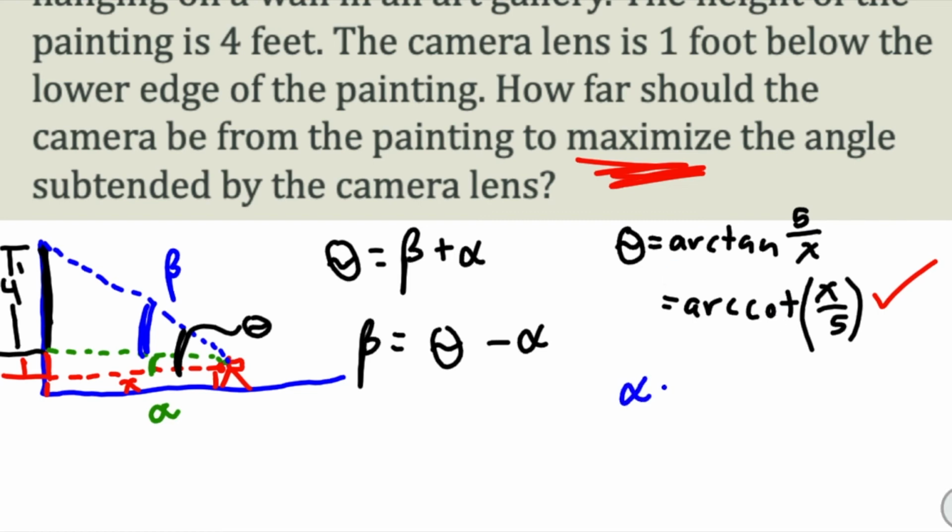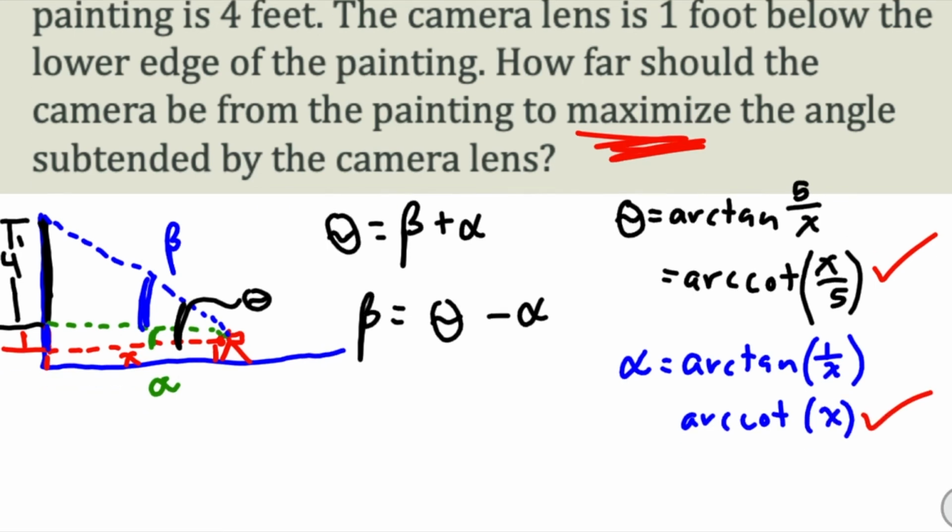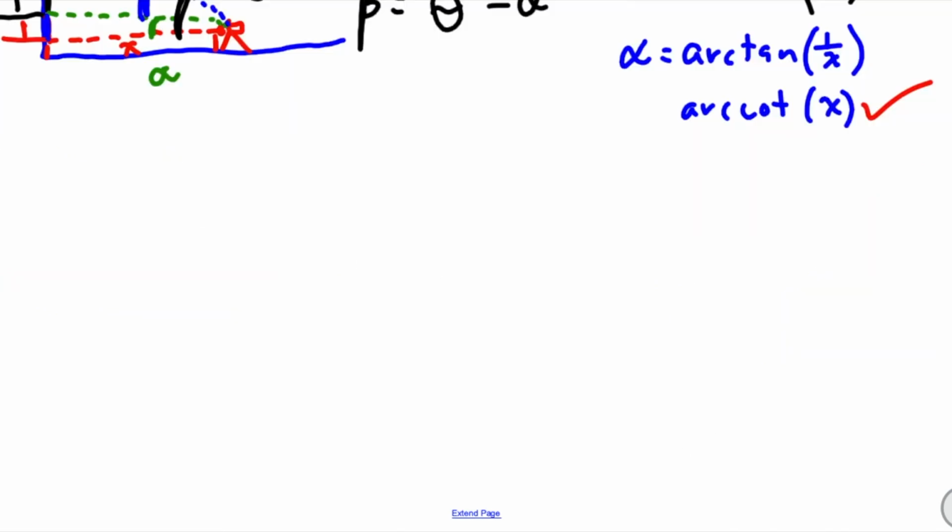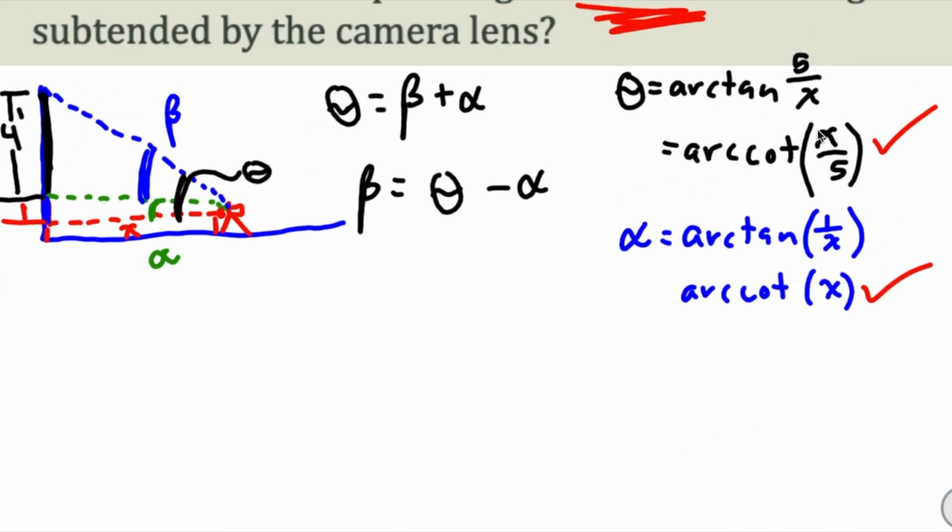Alpha, similarly, we have 2 options. We have arc tan of, in this case, the opposite would be 1 over the adjacent, which is x, which again, we can use arc cotangent of the reciprocal of that, which is just x. And hopefully, again, you see that that is the easier one to use. So while you have some options here, one of your options is easier than the other. So I'm going to use the arc cotangents instead of the arc tangents.